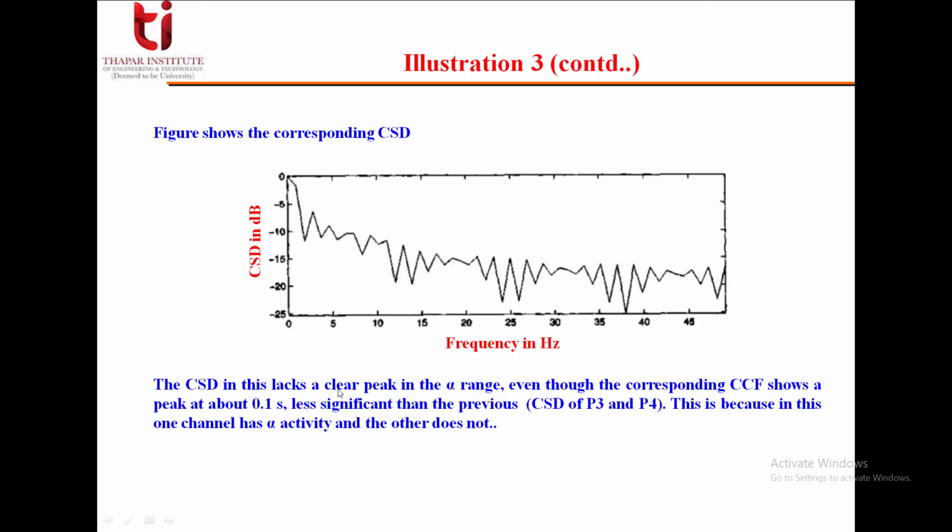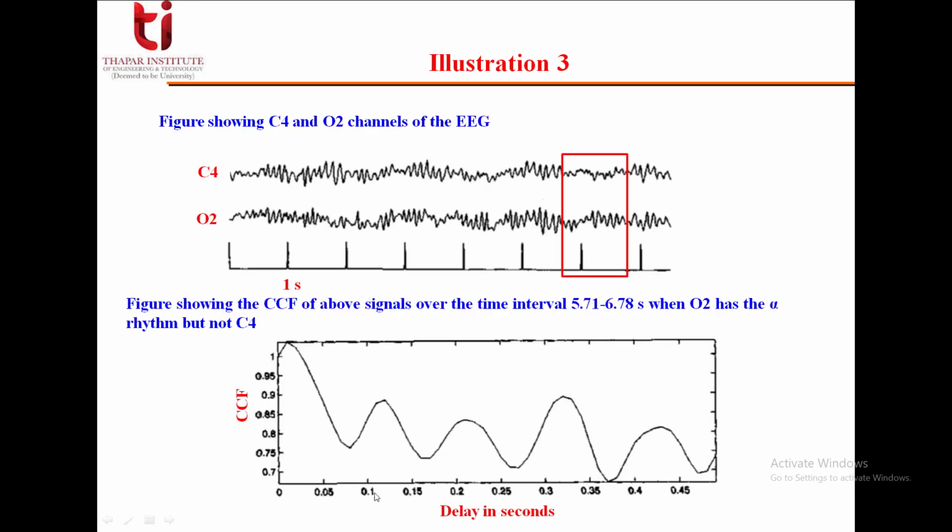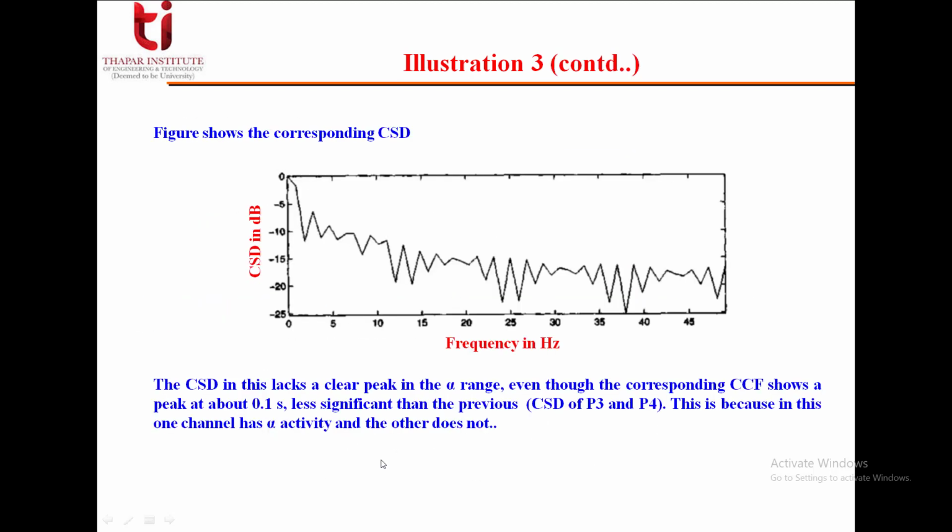it lacks a clear peak in the alpha range. Even though the corresponding cross correlation function shows a kind of peak at around 0.1 second, it is less significant than what we have seen for P3 and P4. This is because in this case, one channel has alpha activity and the other does not have any alpha rhythm.